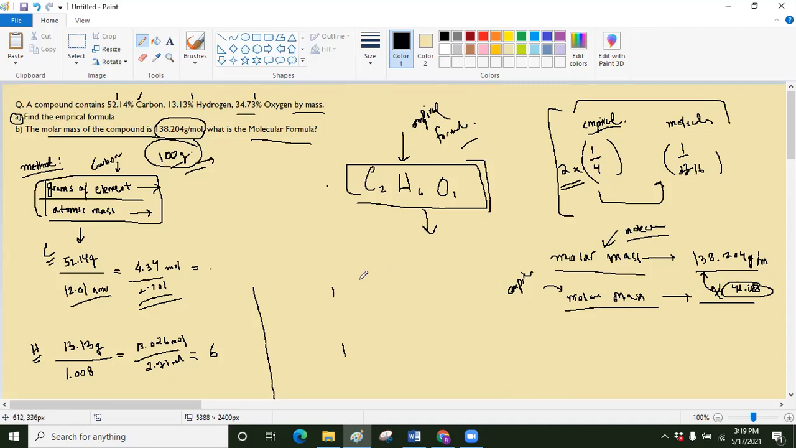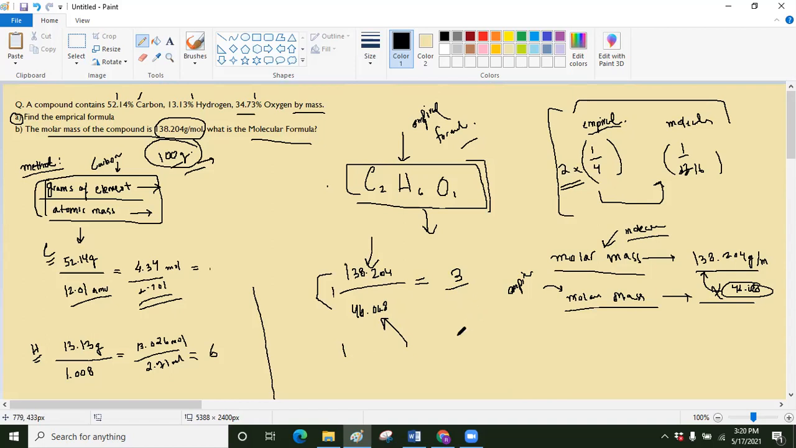So what you do is take the molar mass of the molecular formula, which is 138.204, and divide by the molar mass of the empirical formula, which is 46.068. Once you do this, you'll essentially get a whole number. And that whole number tells you how many times greater the molecular formula is than the empirical formula in terms of its grams per mole.